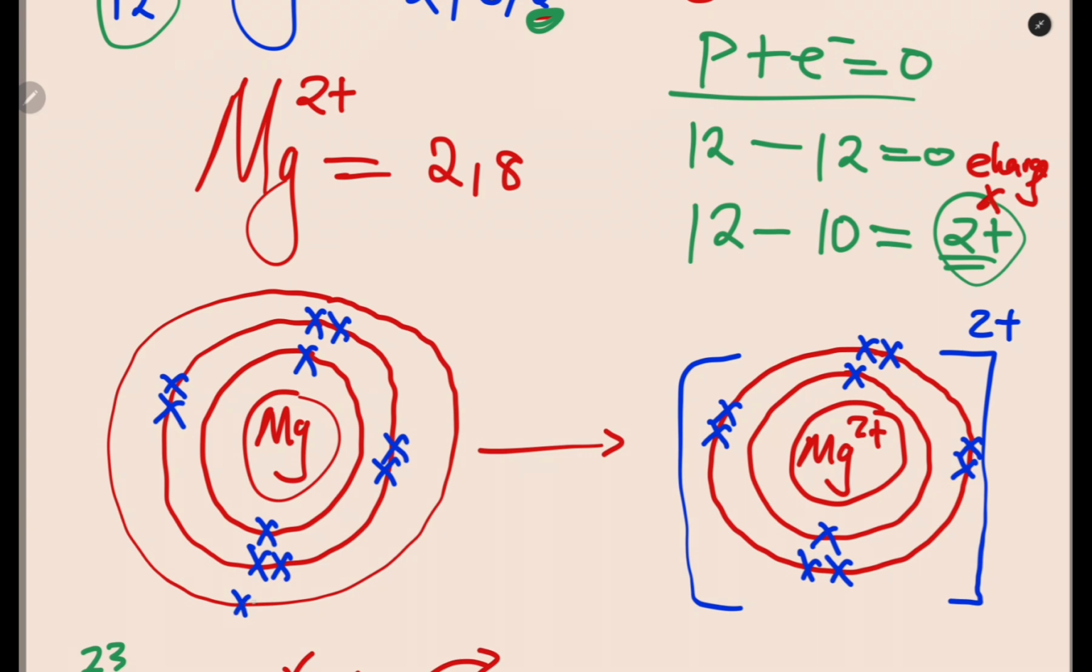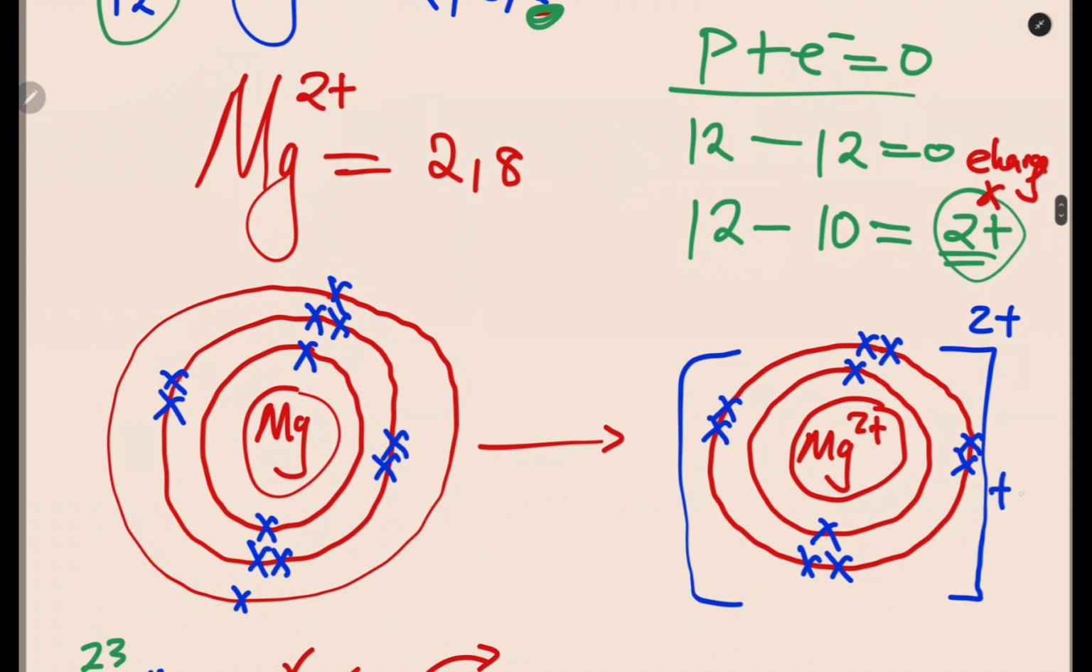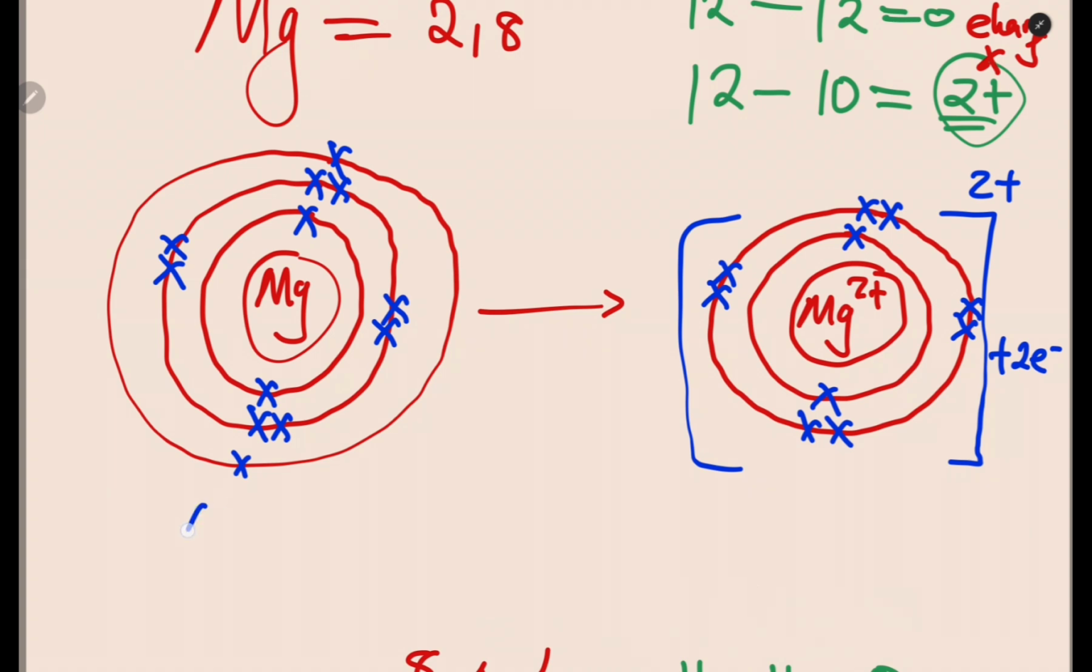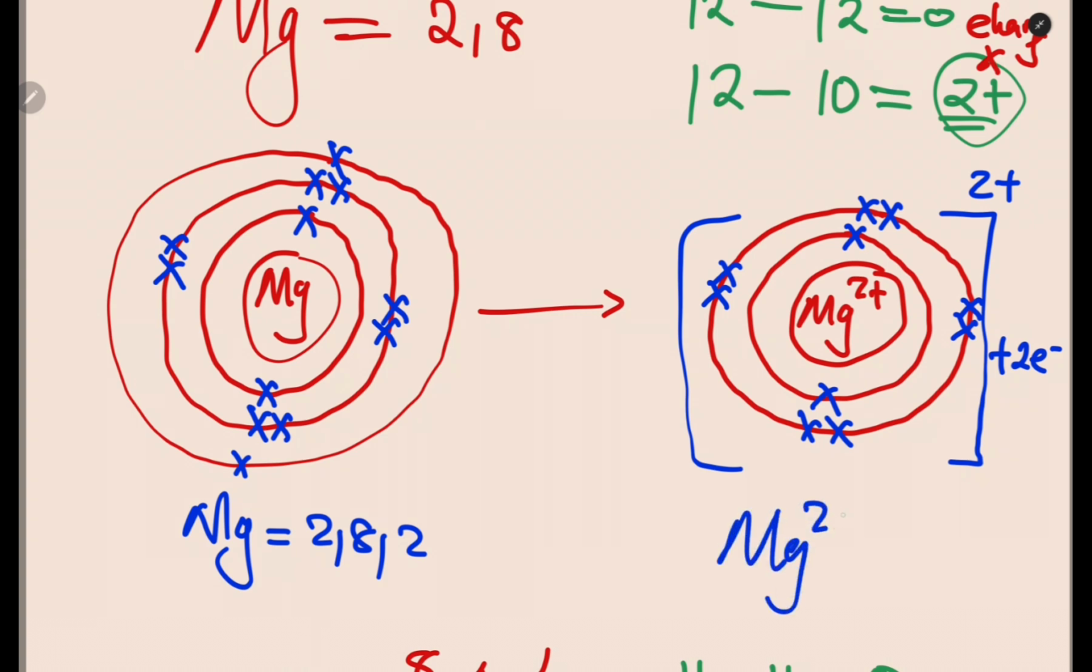Something like this. Then outside we have 2. Then here we can put plus 2 electrons. So this is how the ion is going to form. So this is magnesium, a normal one, 2, 8, 2. Then magnesium ion, which is 2, 8. Okay, I guess you followed.